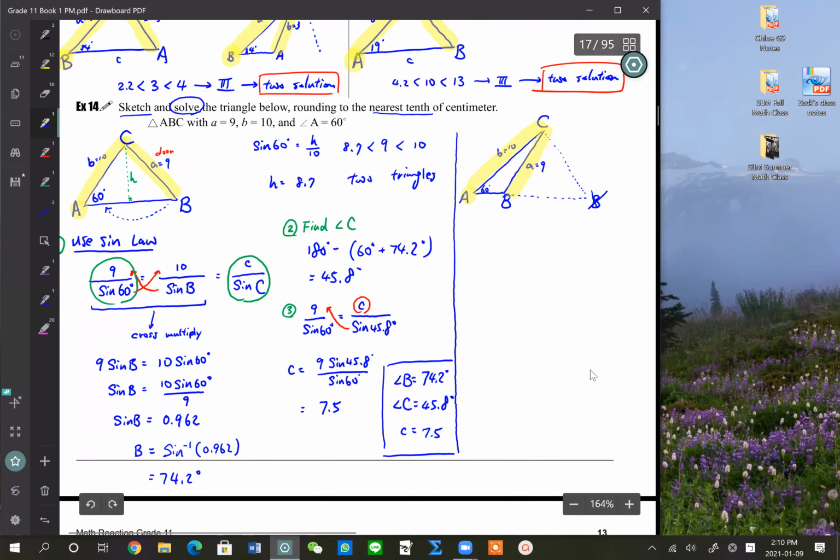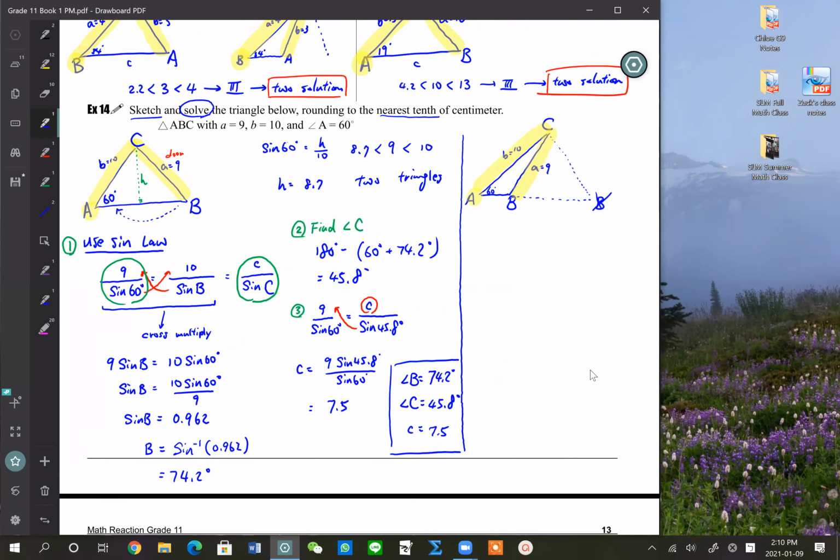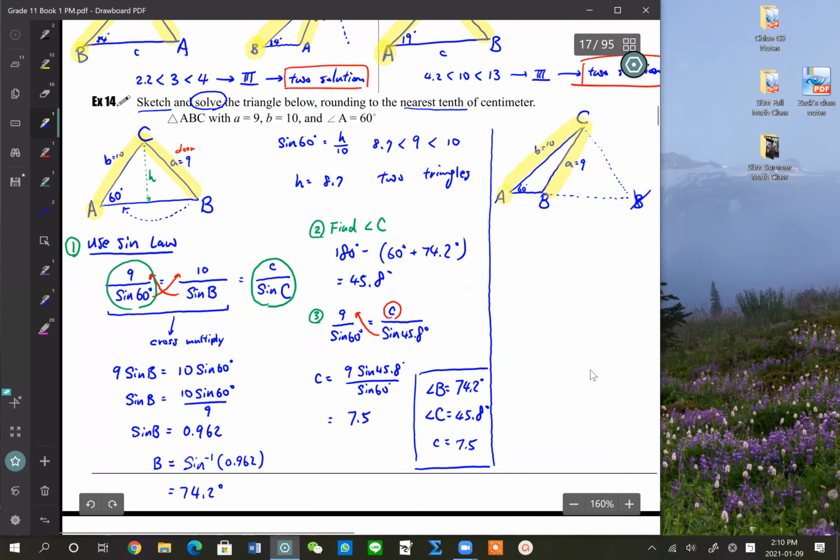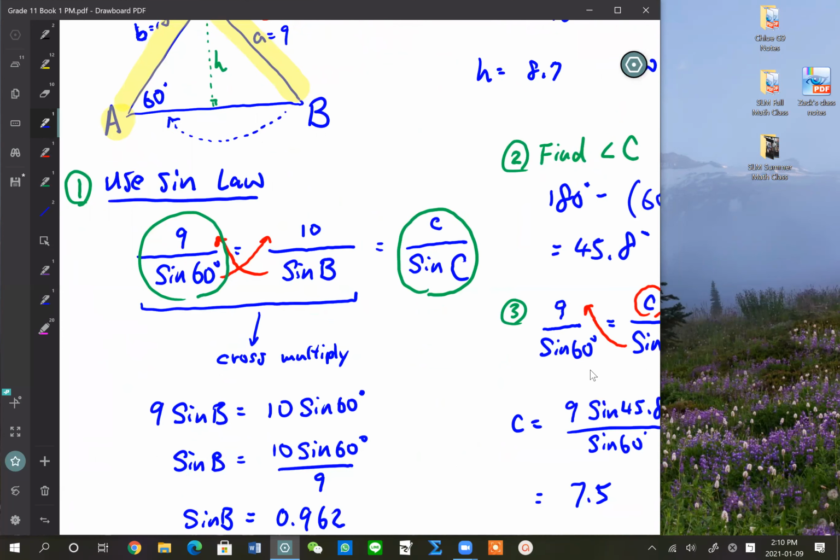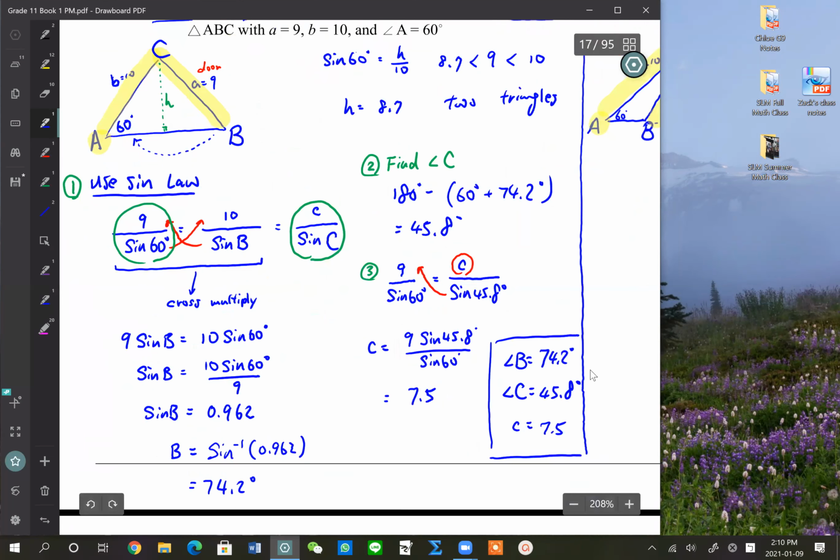Because the problem is all the measurements are the same, right? You still have 60 degrees, still have the 9 and 10. So if you try to do the setup with sine law, it won't look any different from step 1. It will just look exactly the same. So how are you going to get the different answer, right?